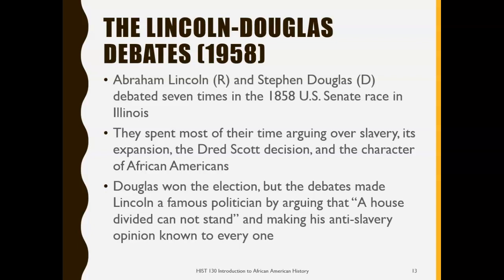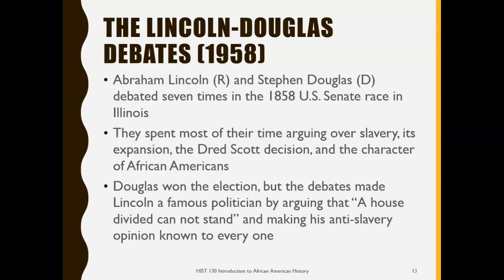So Abraham Lincoln had a famous debate with Stephen Douglas when they were still running for the state Senate of Illinois. During this debate, Lincoln showed that he didn't really like slavery, and he even abhorred the division of the United States. The two men spent their time arguing over slavery, its expansion, the Dred Scott case, and also even about African Americans.